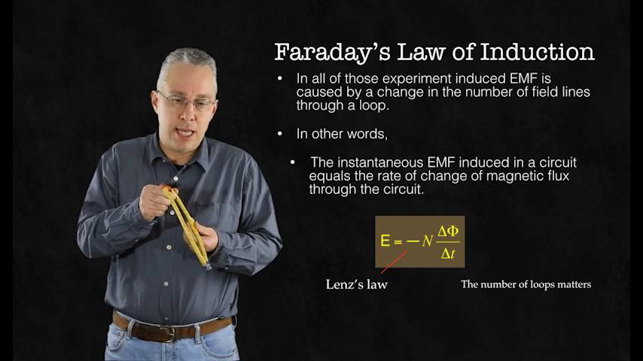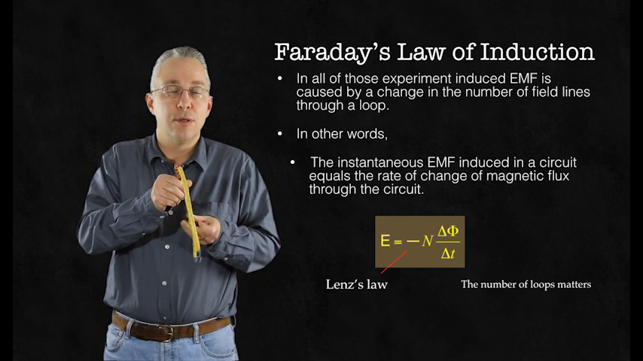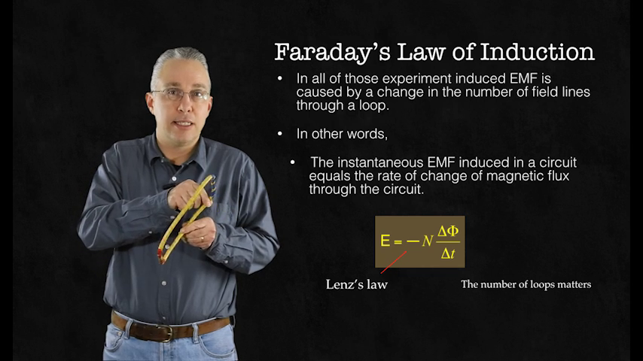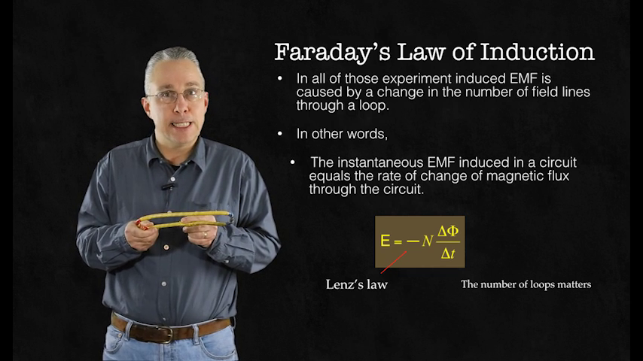I hope you understand, therefore, that as I turn this, I am producing an alternating current, as the EMF changes every 180 degrees. I hope that makes sense. Thanks.